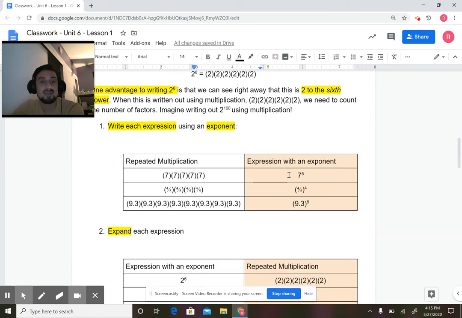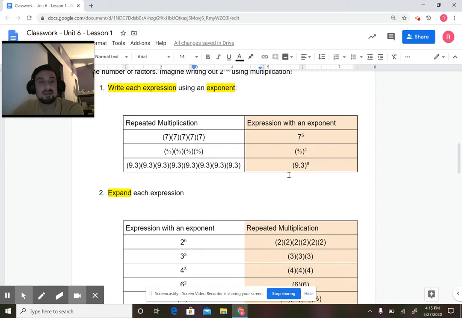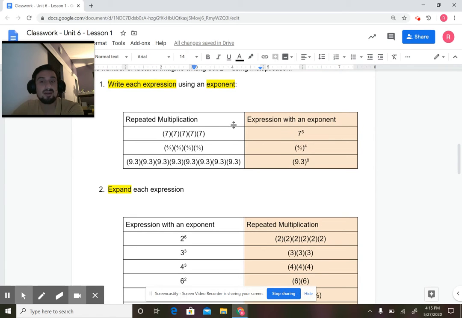Okay. So here's the answers for the first part. So yeah, 7 times 7 times 7 times 7 times 7. That's going to be 7 to the 5th, right? And if you're wondering how to get to that 5, you're going to do control dot, right, to make an exponent.